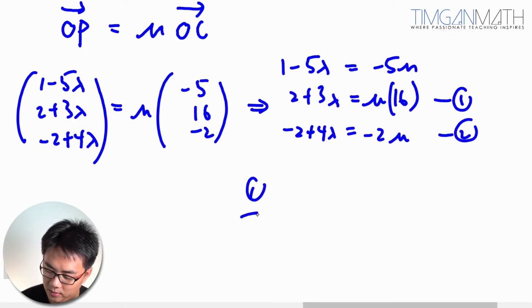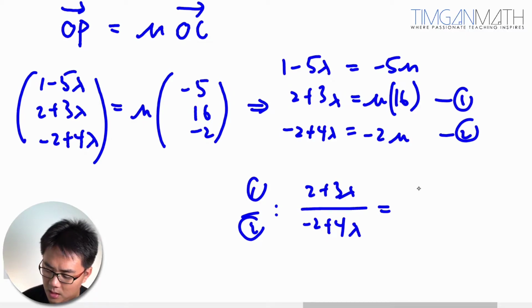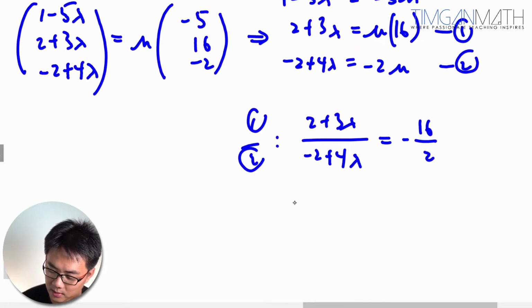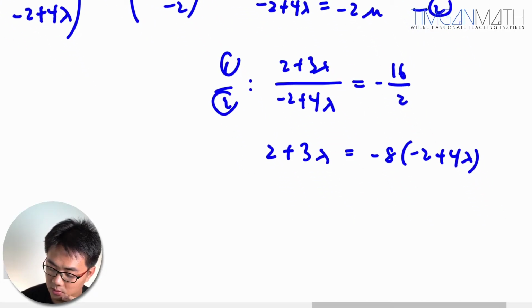So you take 2 divided by 1 divided by 2, so this will be 2 plus 3 lambda over minus 2 plus 4 lambda, and this will be 16 divided by minus 2, so that's not too bad, minus 8. So 2 plus 3 lambda equals to minus 8 times minus 2 plus 4 lambda. Okay, so just solve this.